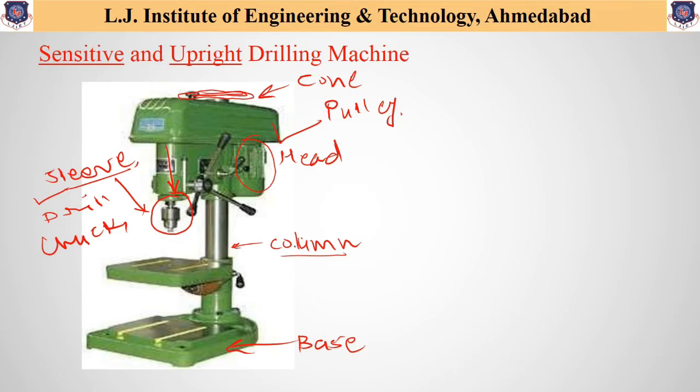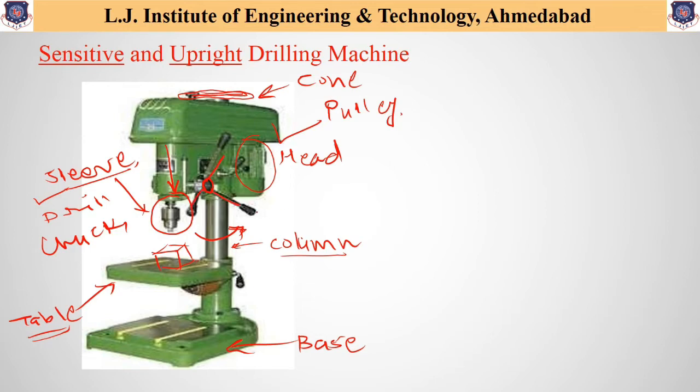Similarly, over here with the column another part is attached, and this part is called the table. On this table the workpiece is set for the machining operation, and this table can be rotated along this column to adjust the location of the drilling hole that is required on the workpiece.